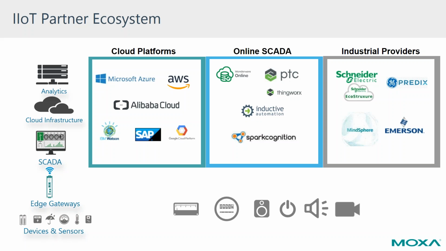In the middle, again, we're referring to online SCADA or modern SCADA. You can see companies such as PTC with ThingWorx, Wonderware, SparkCognition, Inductive Automation. Travis will be covering a lot more of that in detail. And then finally, the industrial providers. These are companies like Siemens and GE and Emerson who make many different products, but they have very high-end analytic systems that know how to read that data and do the machine learning on the back end of all their equipment.